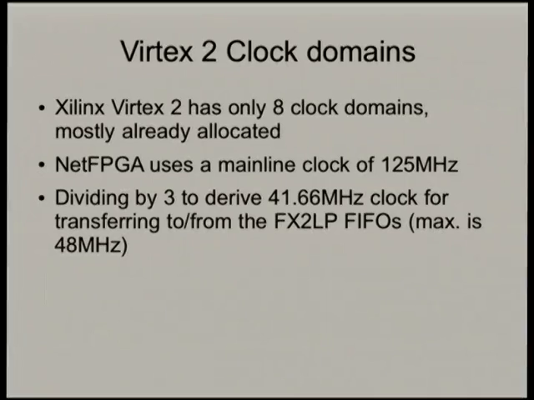So what I'm doing is I'm using the 125 megahertz clock and dividing that by 3 to give me a 41.66 megahertz clock for clocking the FIFOs. The FIFOs are allowed to be clocked up to 48 megahertz. So I'm losing a little bit there, but it's close enough that I'm not too worried about it. If I need it, I can take another clock away from one of the unused gigabit network ports.